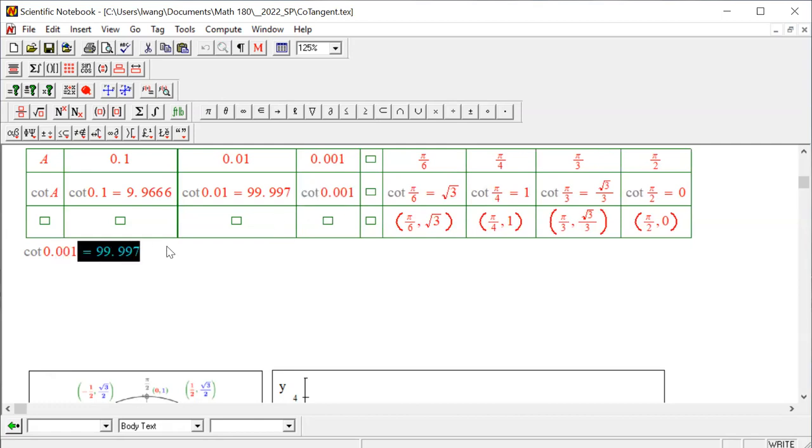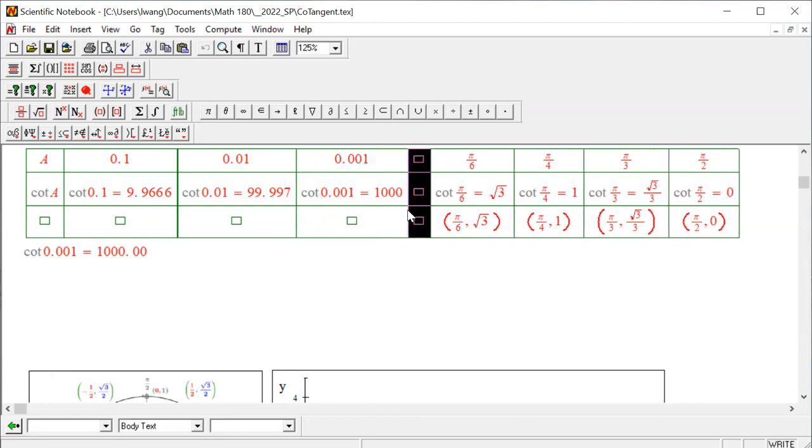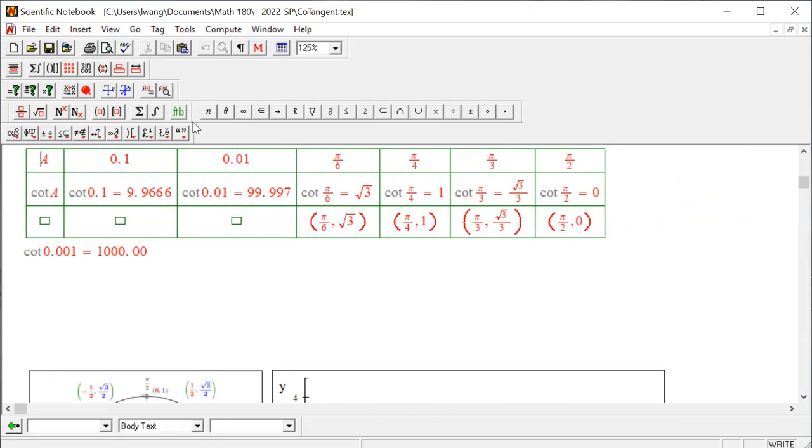0.001. What do we get? We're going to get an even larger number, 1,000. My God. 1,000, right? What does this tell us?